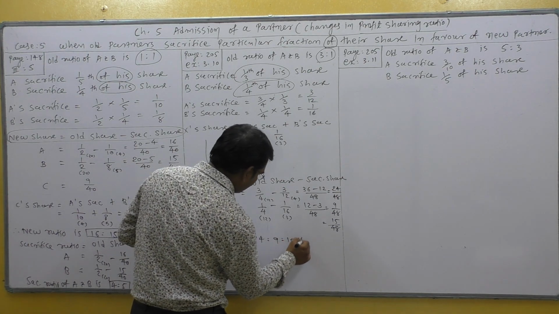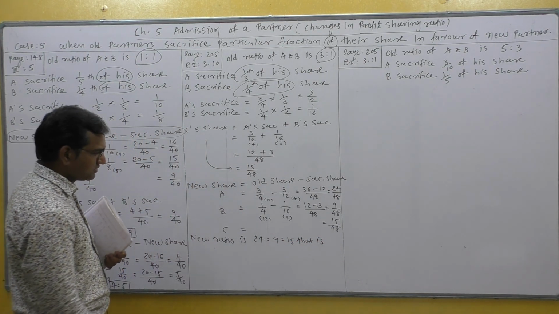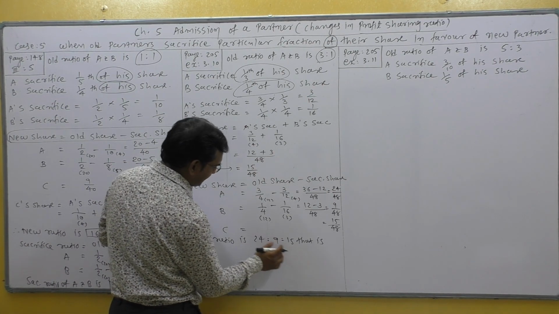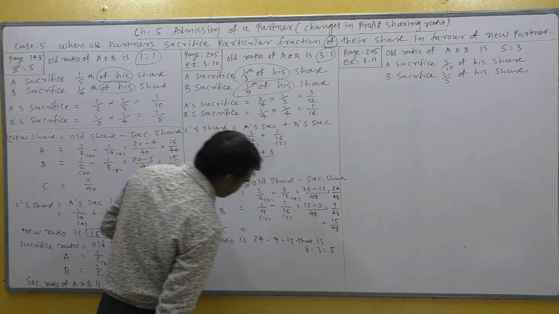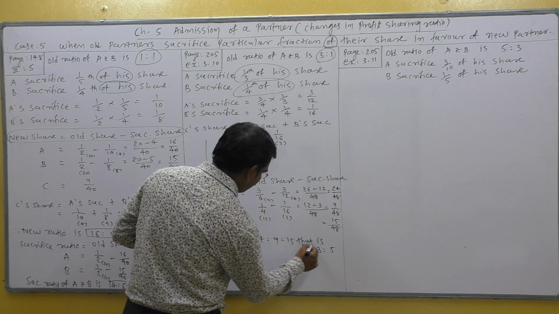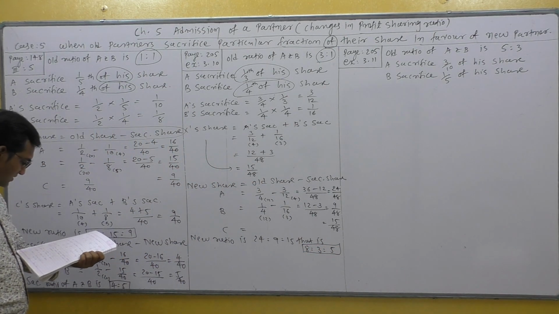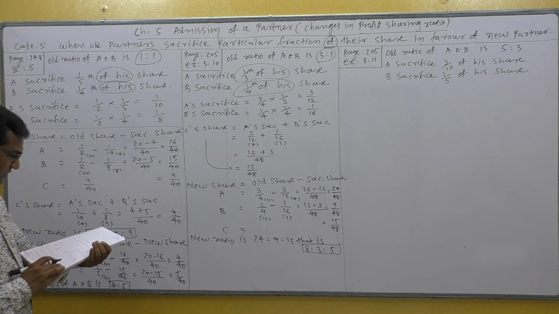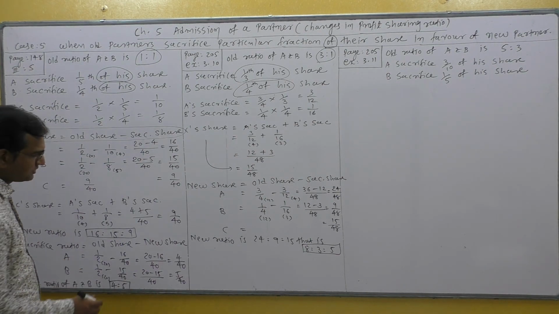That is common. How much is common? So here 3 is common. So 8 is to 3 is to 5. This is the new profit sharing ratio. The new profit sharing ratio is 8 is to 3 is to 5. Okay, in this exercise you are also asked to calculate the sacrificing ratio.